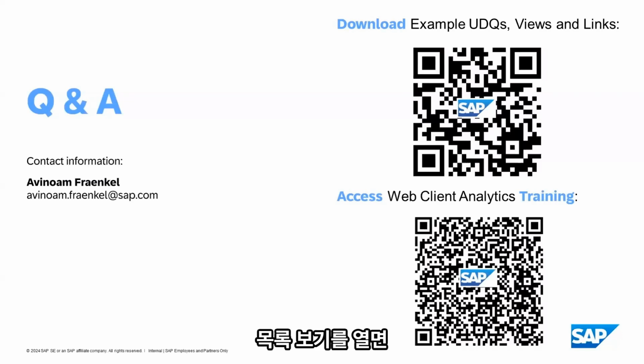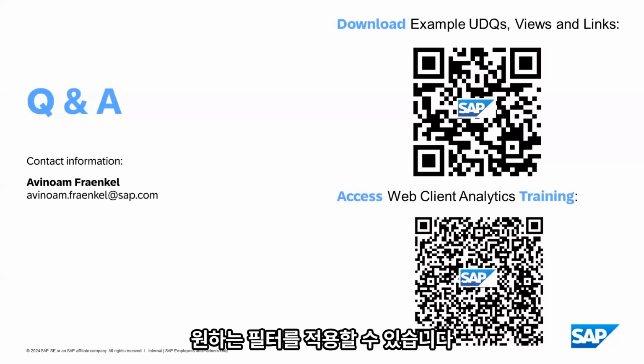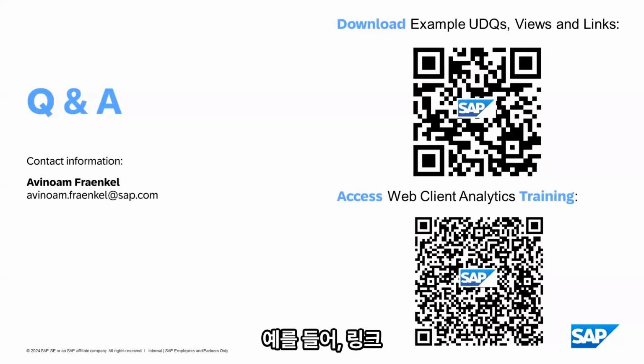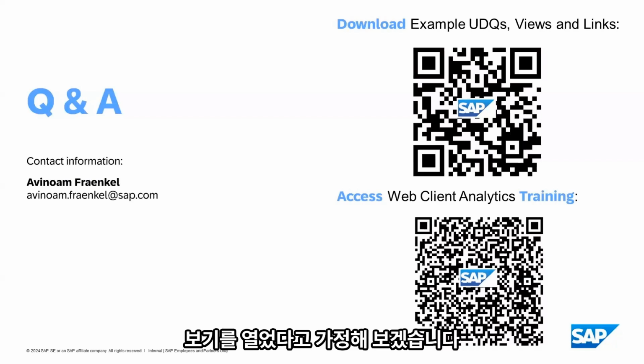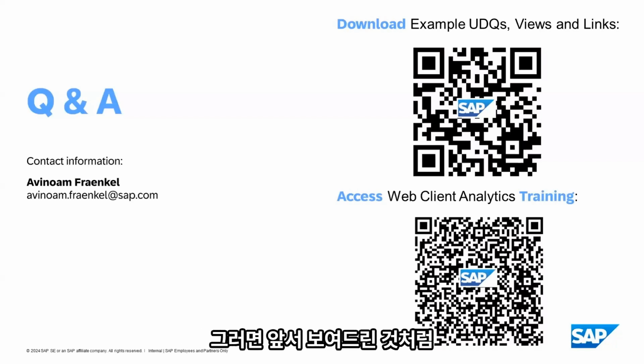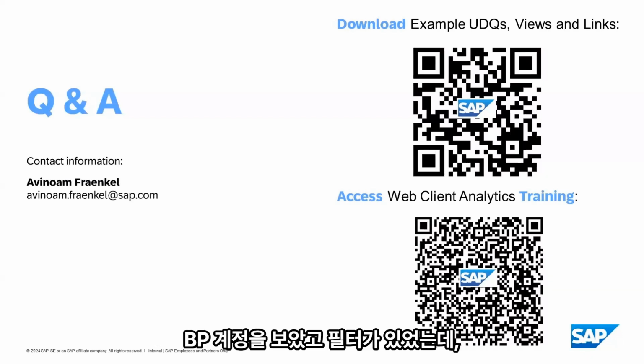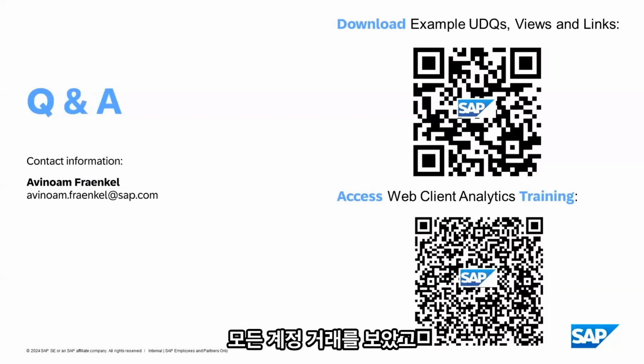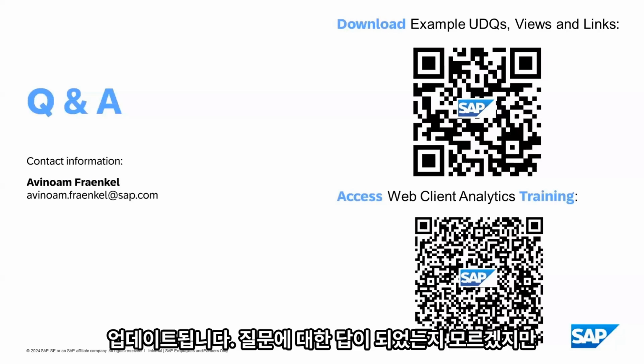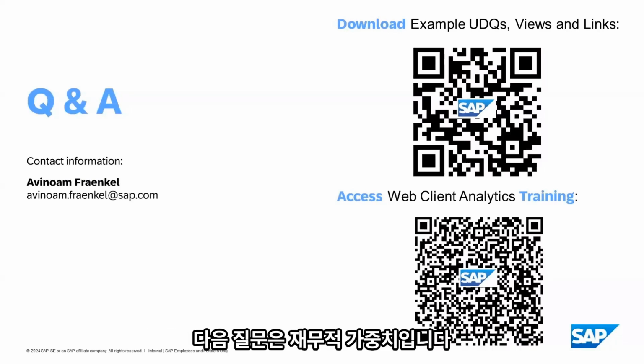You're opening up a list view. You can apply any filters, whatever. Let's say you've opened up a link view, which I showed you earlier. We could open up the BP account for a specific company. We saw the BP account, and that was a filter from, it was actually MaxiTech. We saw all the account transactions, and we could remove the filter at the top of the screen and press go, and that would have updated to show all the transactions for all the customers. So I don't know if that answered the question, but maybe.